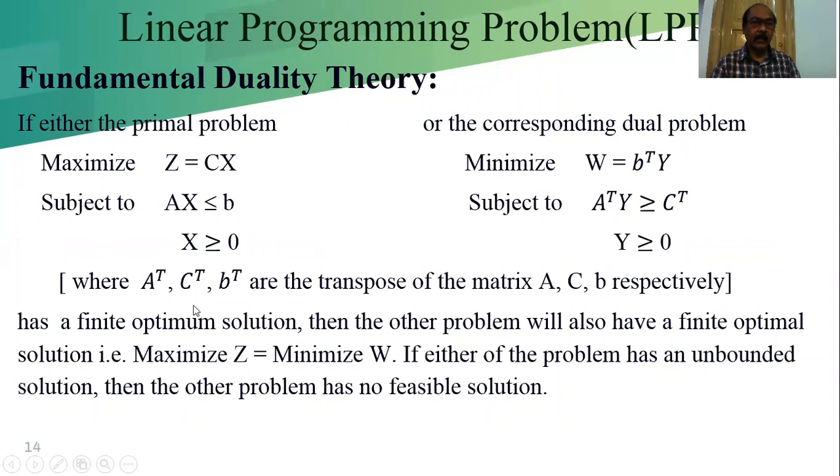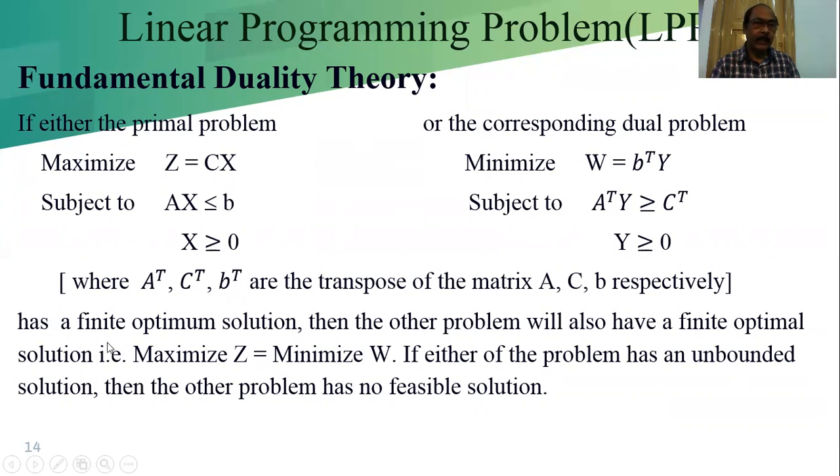Fundamental duality theory, that part I already explained, but here I am repeating this thing. If the primal problem is like that, a maximization problem, it is converted to the minimization problem: minimize W equal to B transpose Y, and Ax less than equal to B is converted to A transpose Y greater than equal to C transpose, X greater than equal to 0, Y greater than equal to 0, where A transpose, C transpose, B transpose are the transposes of the matrix A, C, and B respectively.